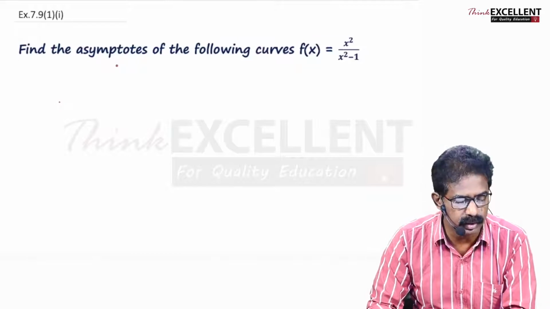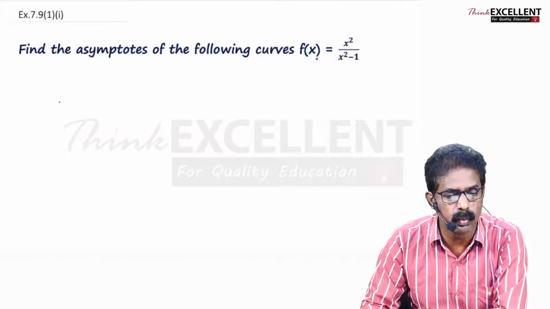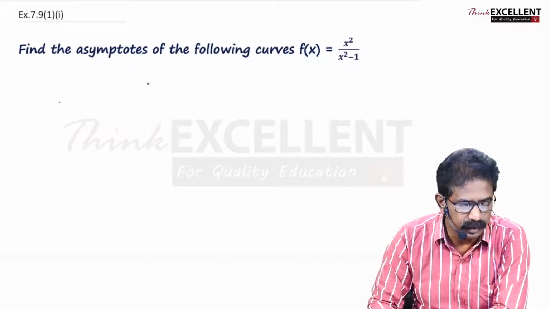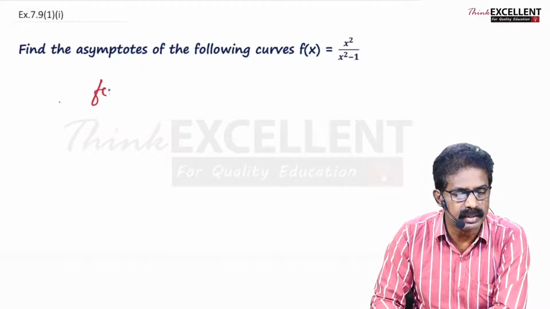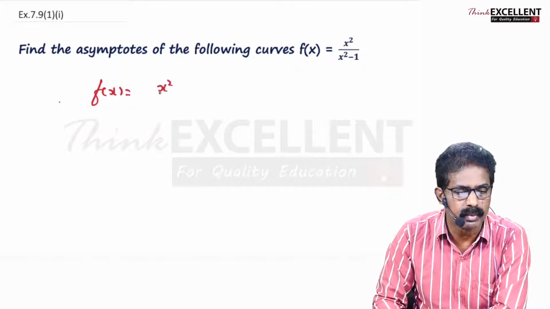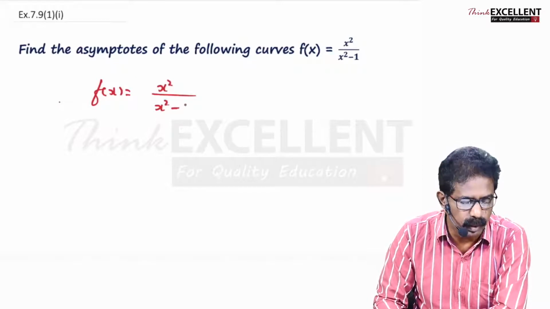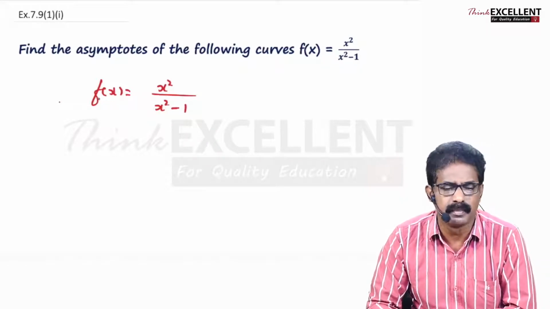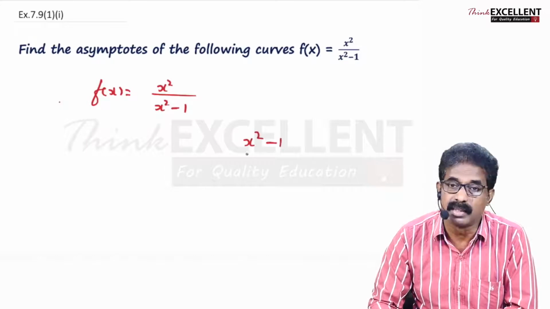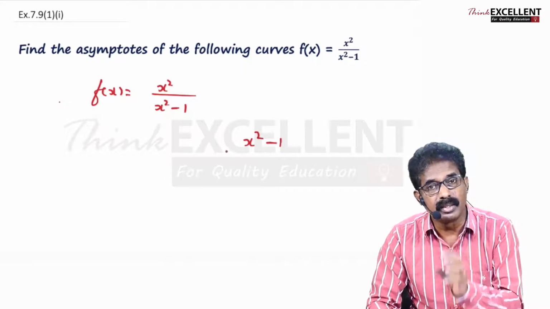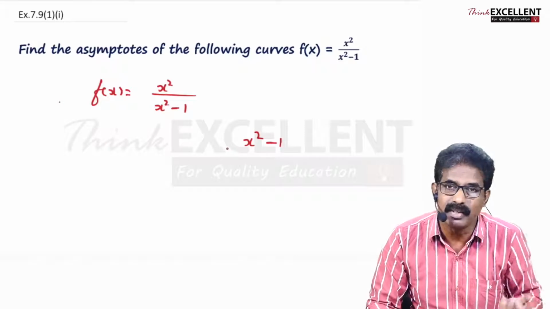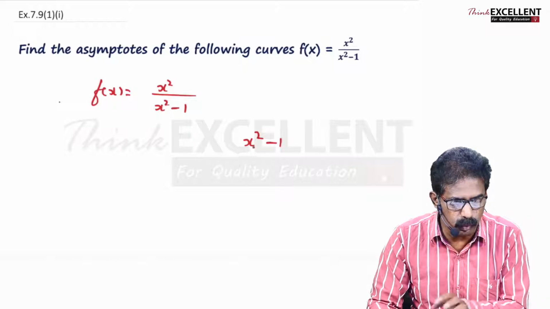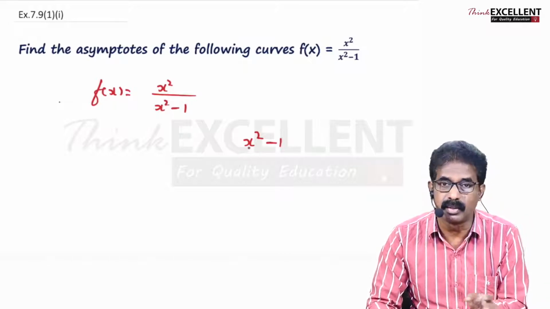Find the asymptotes of the following curves. y equal to f of x, x square by x square minus 1. So the given function is f of x equal to x square by x square minus 1. Please listen here. Very easily you can understand. See the denominator. What is the denominator? x square minus 1. When the denominator is 0, something by 0, the value is what? Infinity, right? So when the denominator becomes 0, x square equal to 1. So x equal to plus 1 and x equal to minus 1, right?